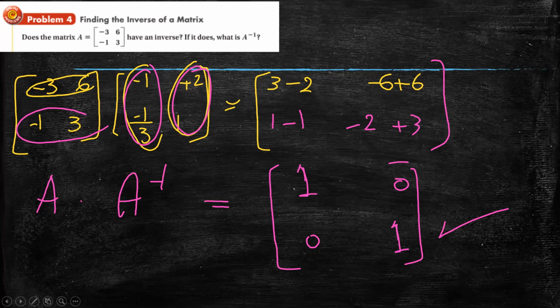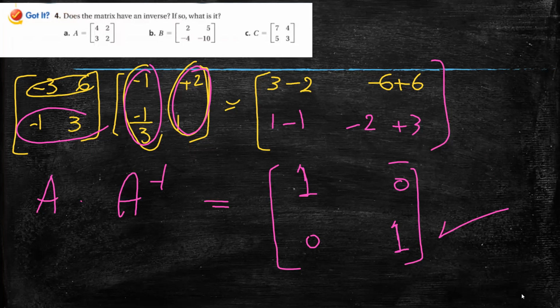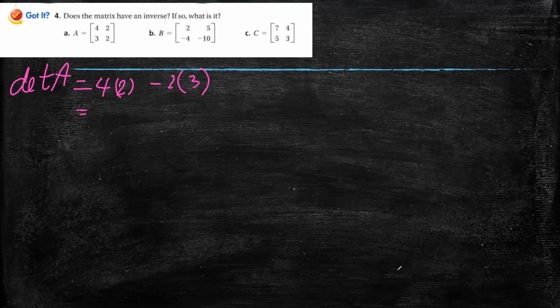Is it clear? Yes, teacher. Okay. Now look here. We have to see whether this matrix has an inverse or not, and if yes, what this inverse will be. Let's start with A now. How can I say if it has an inverse or not? By finding what? The determinant. Determinant of A: 4 times 2 minus 2 times 3. 4 times 2 is 8 minus 6, 2. So the determinant here is 2.